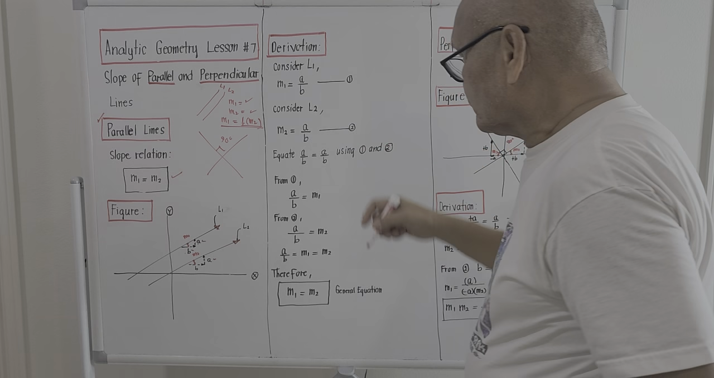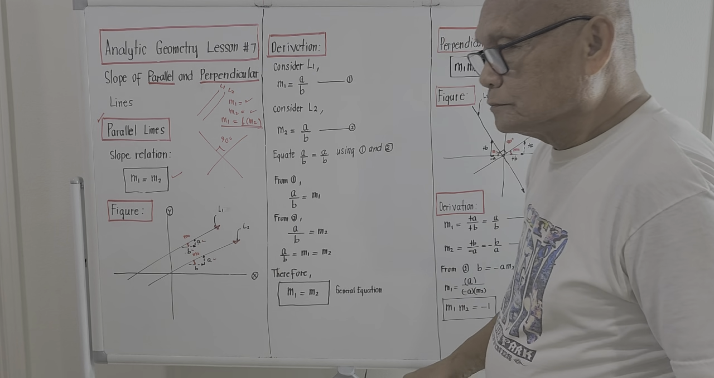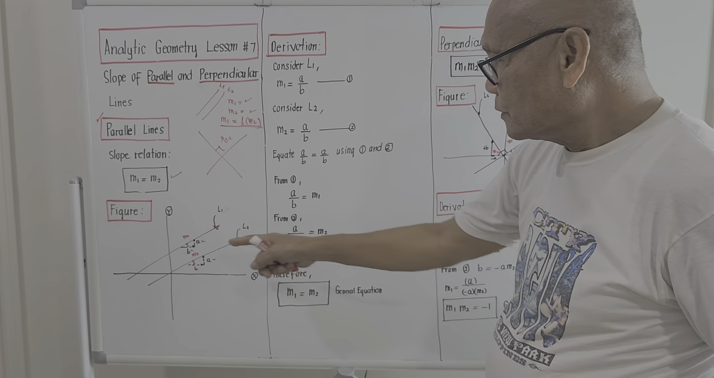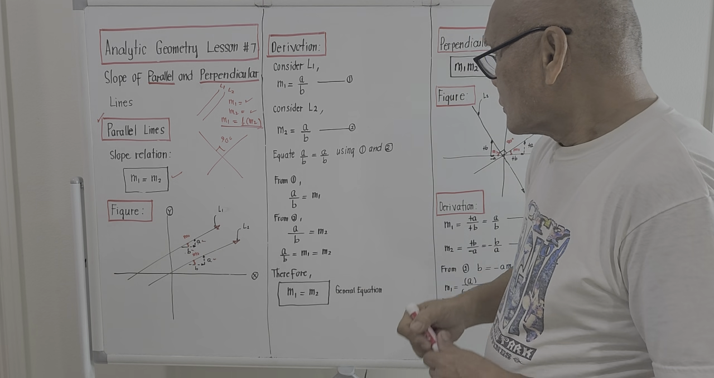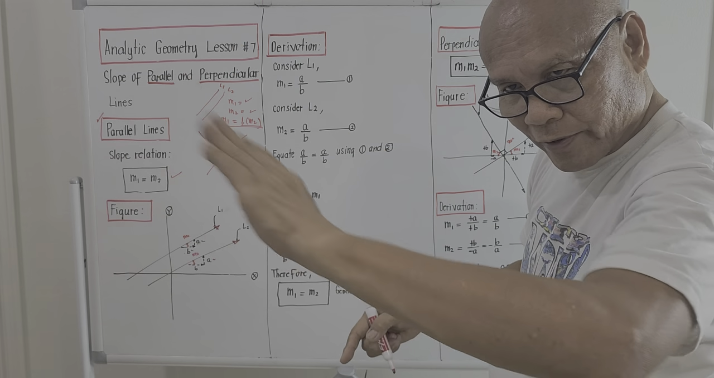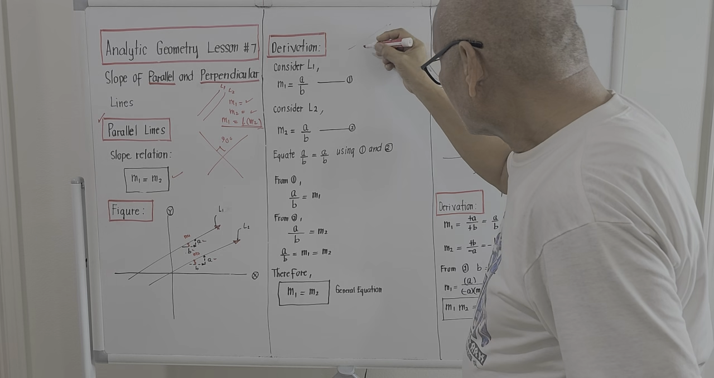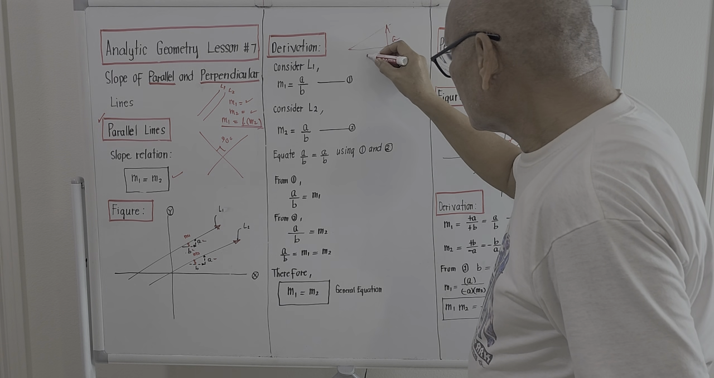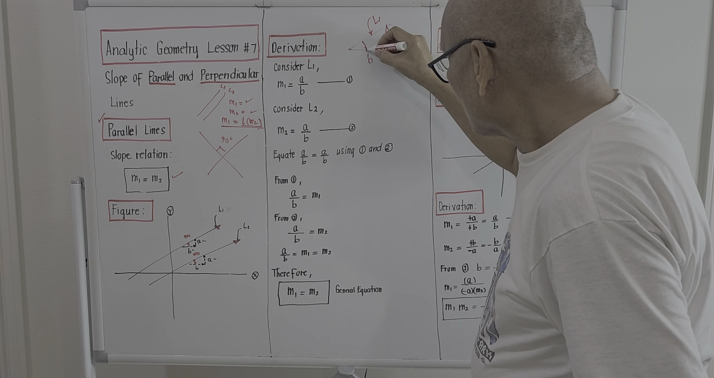Considering line number 1, if we try to take the slope of line number 1, slope is actually the ratio, the tangent of this angle here. It will be the ratio A over B. So considering line number 1, its slope, by definition, this is A, this is B, this is line number 1, this will be its slope.